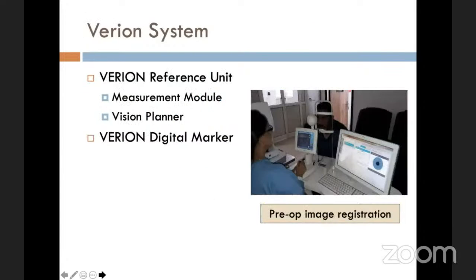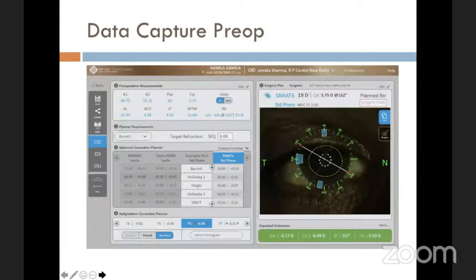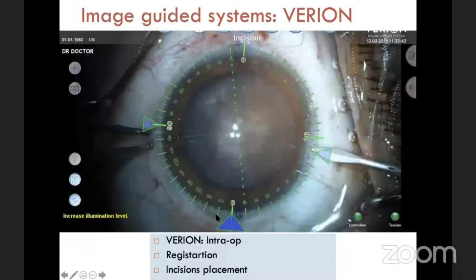This is the Verion system, which has a Verion reference unit, which has got a measurement module and a vision planner and Verion digital marker. So pre-op registration can be done, and this is then imported into the machine for the data capture, which is done pre-operatively itself. This is how the incisions are seen intraoperatively.